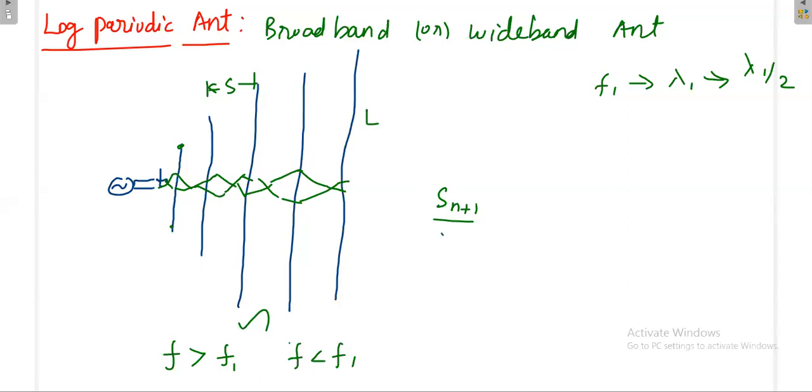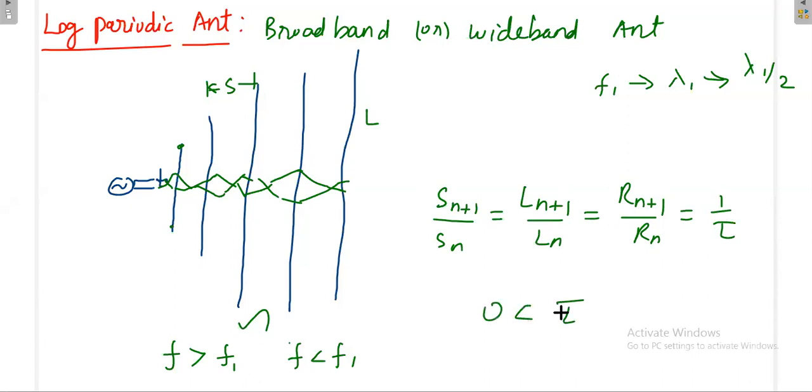This value: S(n+1) divided by S(n) is equal to L(n+1) divided by L(n), and R(n+1) divided by R(n) is equal to 1 by tau. Tau value could be anything between 0 and 1. Tau means spacing factor. So based on this equation, you have to design your antenna. Then what are the properties of this antenna? This is operating over large frequencies.